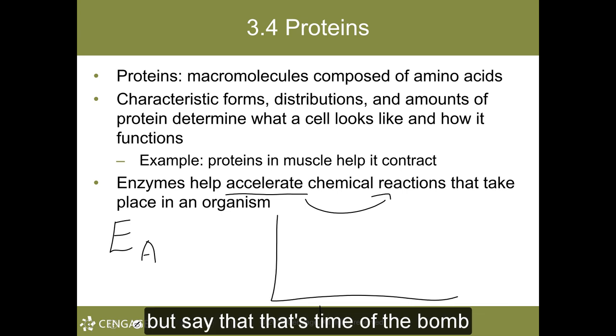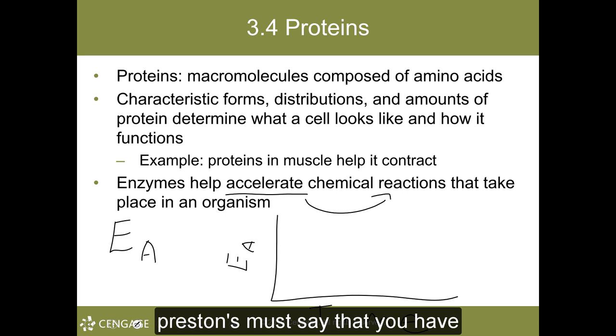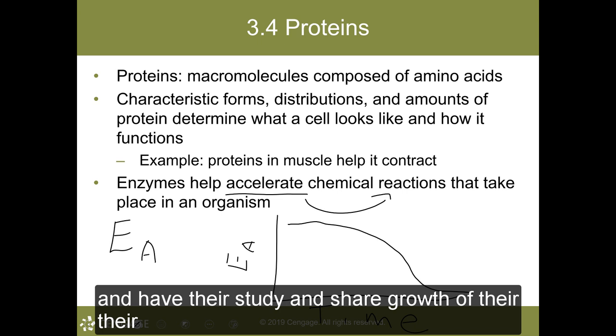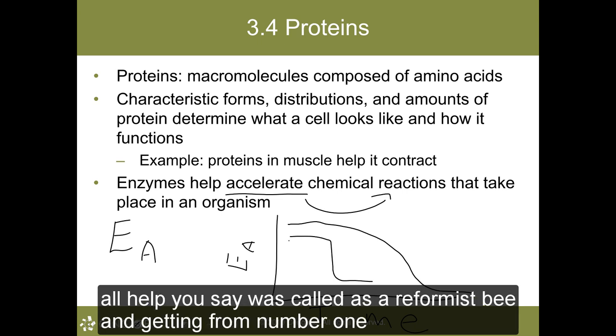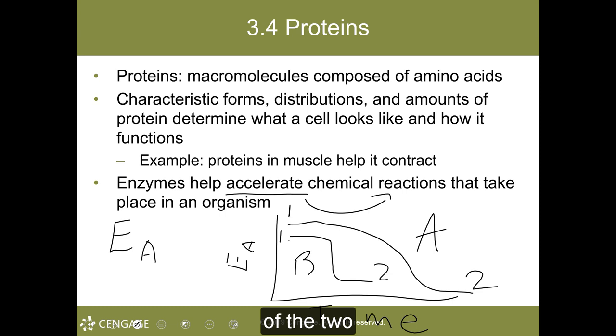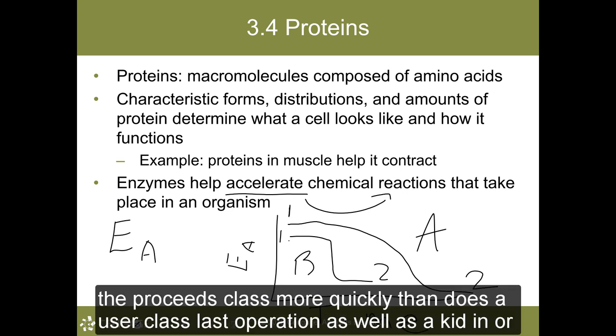Let's say that that's time at the bottom. And then this is the energy of activation that's here. For instance, let's say that this begins here and it goes down to there. And then you have this that begins here and it goes down to there. Let's call this A, let's call this B. Getting from number 1 to number 2, I hope that you all can see that in A, it takes longer to get from 1 to 2 than it does in B. What you could say is that if that's that very same reaction, B proceeds more quickly than does A, using less activation energy.